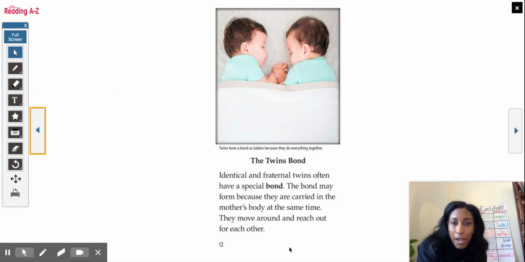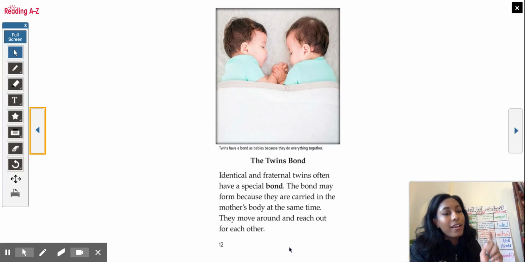The twins bond. Identical and fraternal twins often have a special bond. The bond may form because they are carried in the mother's body at the same time. They move around each other and reach out for each other. I'm not exactly sure what bond means, but they keep mentioning it, so I know that it's an important word. I also know it's important because it's a bolded word. And since it's a bolded word, I can go back to my glossary and find out what that definition is, and I'm going to read it again so I can fully understand this page.